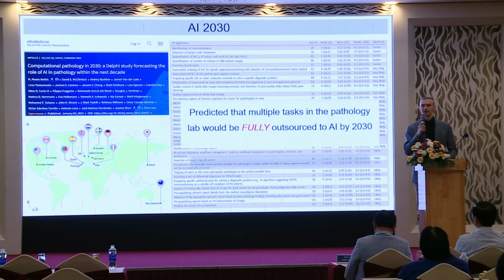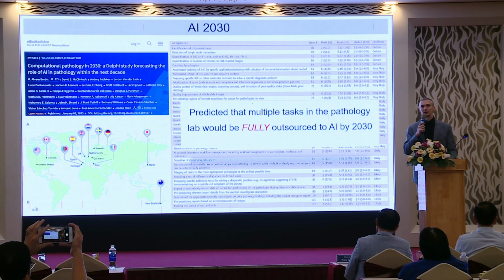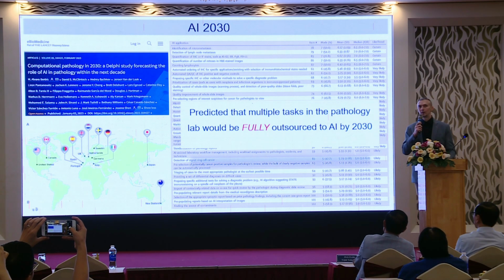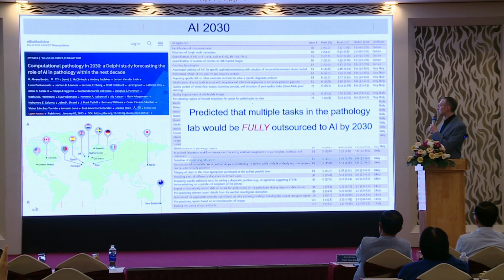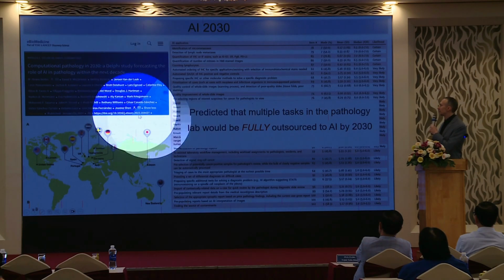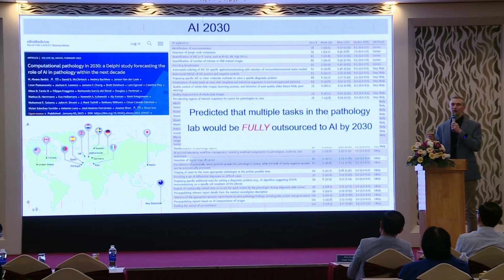Let's say by 2030. And some predictions were very, very interesting. I would definitely recommend you take a look at this publication, which came out in Biomedicines. You can learn many things which you can never imagine, that these can disrupt the work of a pathology laboratory so much. This is probably too bright a prediction, but one of the interesting topics, based on this Delphi survey, was that multiple tasks in the pathology lab would be fully outsourced to AI by 2030.